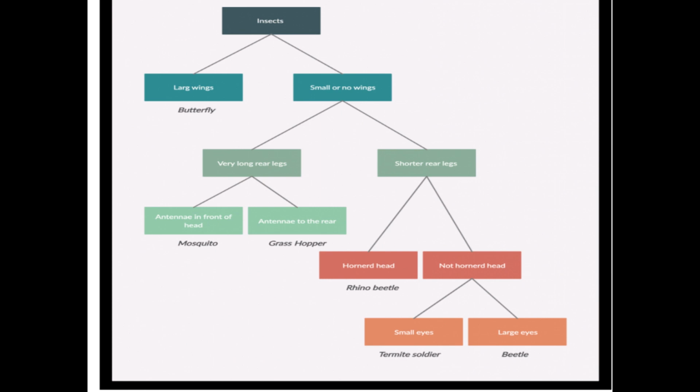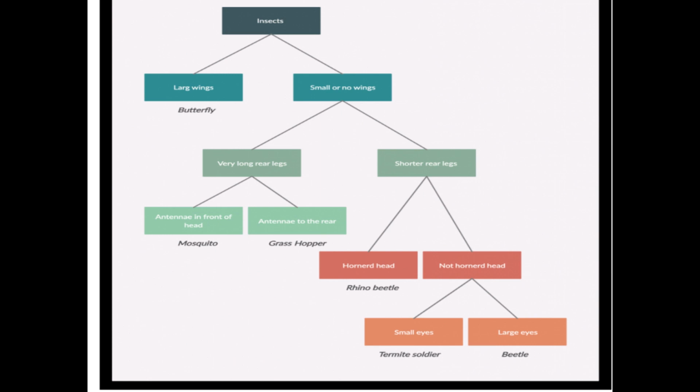Now, insects are further classified on the basis of large or small wings. If having large wings, it is a butterfly. If having small or no wings, then further classified on the basis of legs. If the legs are very long, then having antenna or without any antenna. Then if shorter legs are there, they are further classified on the basis of their horned head. If yes, then rhino beetle. If they don't have a horned head, then on the basis of large and small eyes.